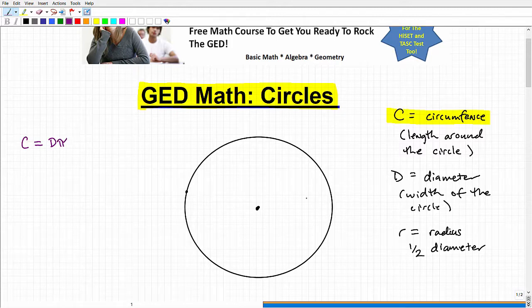The diameter times pi. Now, because the diameter is twice the radius, right? Because the radius is one half the diameter. So two radiuses together, let's think of it this way. Here's a radius and here's a radius. Together, they form the diameter, right? So 2 times the radius of a circle is in fact the diameter.